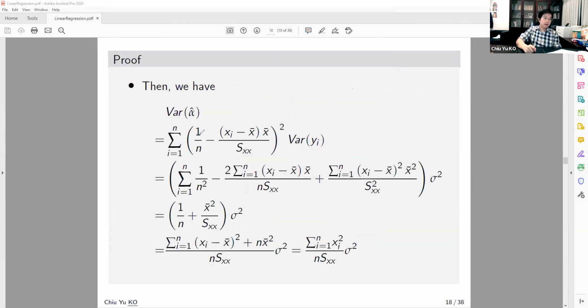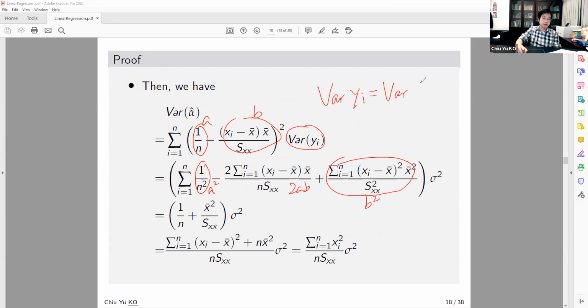So we are doing a minus b squared. So that is a squared, 2ab, and b squared. And the variance of yi is the same as the variance of epsilon i because other things are constant. So this is epsilon square, sigma square. So that's why it is here.